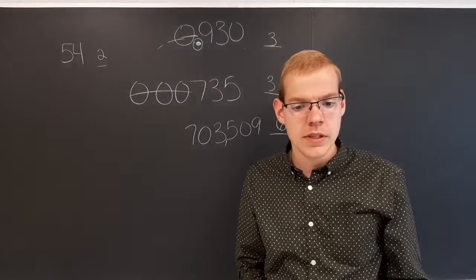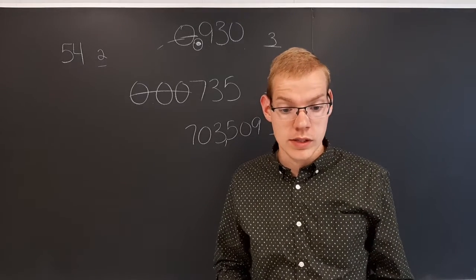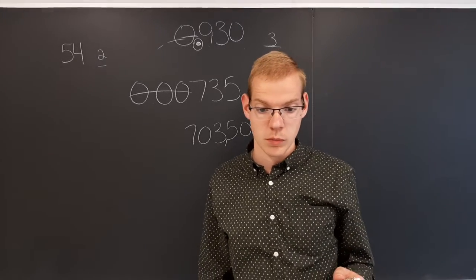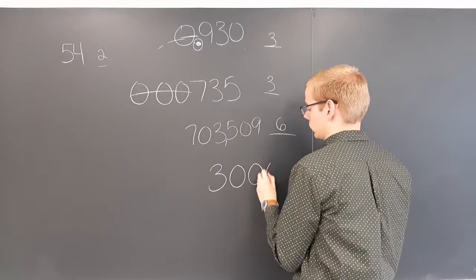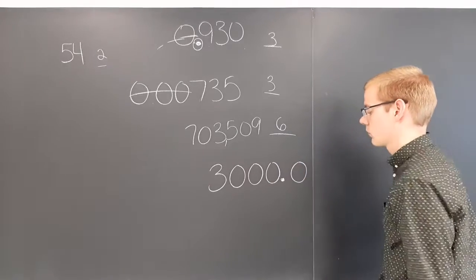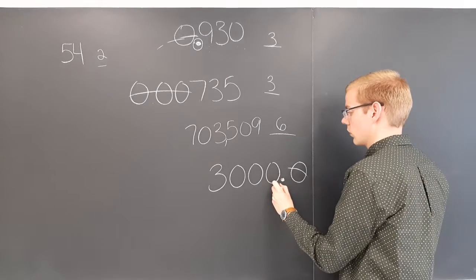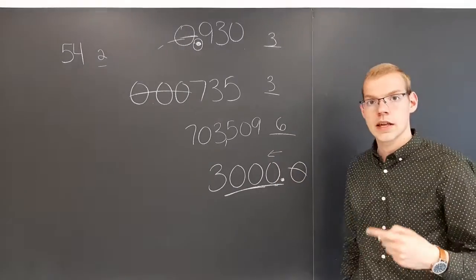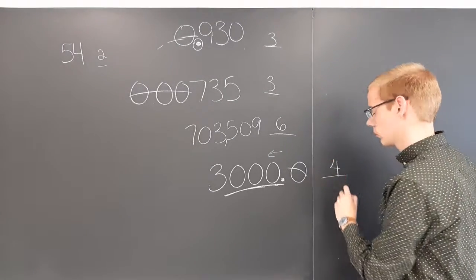Now, the next one. Sometimes a number will end with 1 or more zeros followed by a decimal point. In this case, the zeros before the decimal point are significant numbers. This one is not important. These are, because they are before the decimal place. So here we have 4.